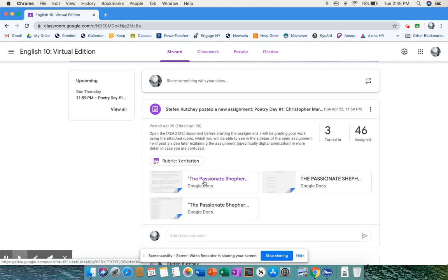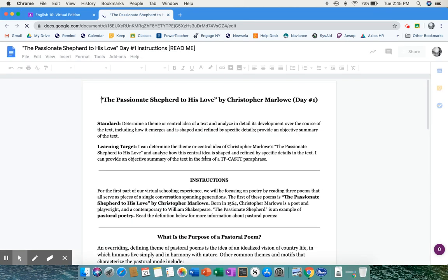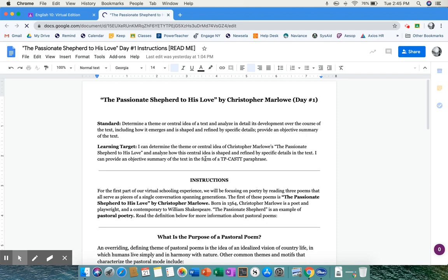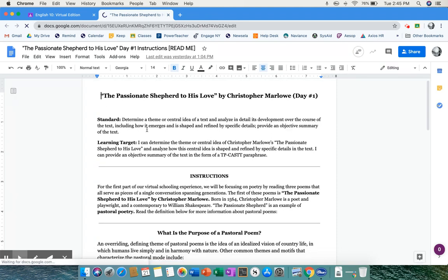So the first thing I want you to open up is this README document. And this right here is just your instructions. It's going over everything that's expected for the assignment. So if you look, you've got the standard, the learning targets, the usual stuff that you guys see. There's nothing here that you guys need to copy down or anything like that. Just read it so that you guys know what this assignment's about.